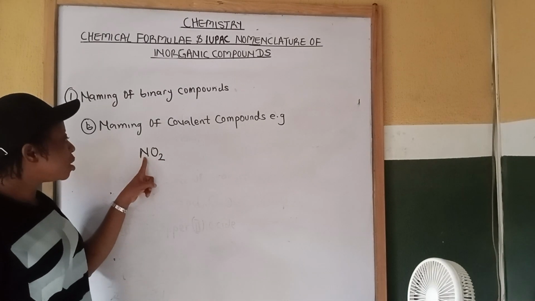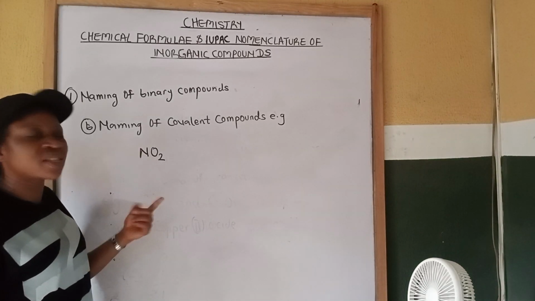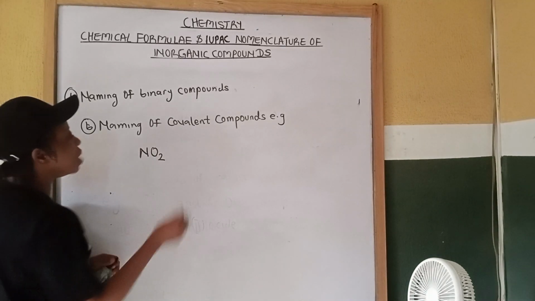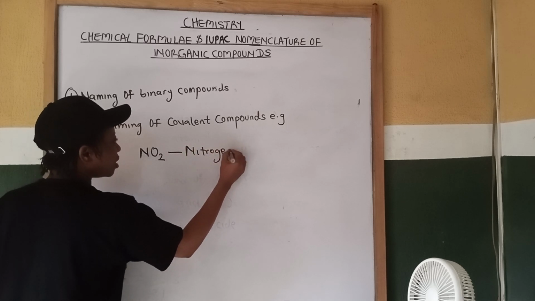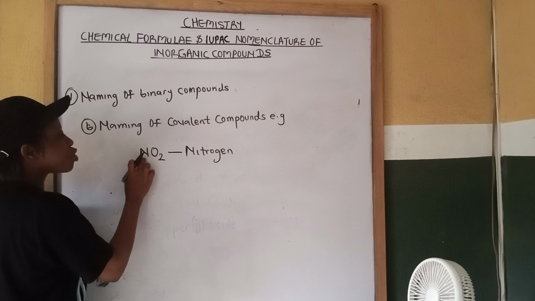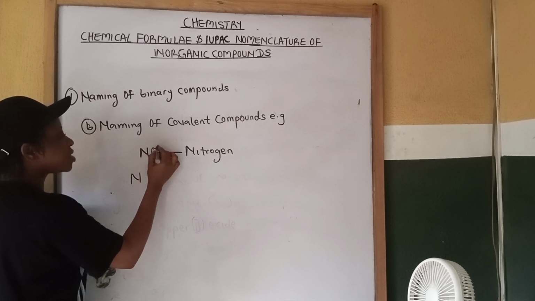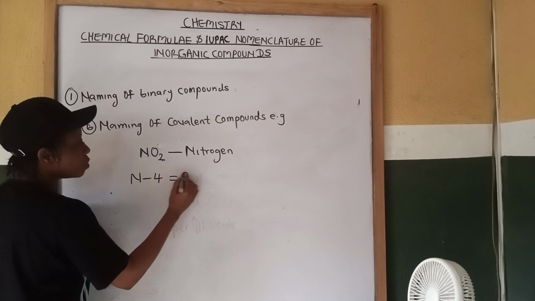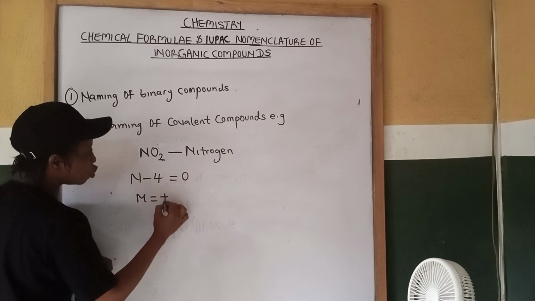So the first atom will be named fully, followed by the oxidation number of this atom. It shows that you have to calculate out the oxidation number of this atom from this compound. So we are going to name the first atom fully, which is what? Nitrogen. You calculate the oxidation number of nitrogen out. So my nitrogen is unknown. What's the charge on oxygen? That's 2 minus. So minus 2 times 2 will give me minus 4, equal to 0. So therefore N equal to, move this minus 4 to this side, we change to plus 4.